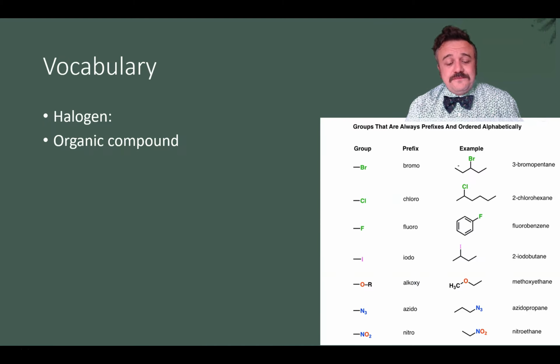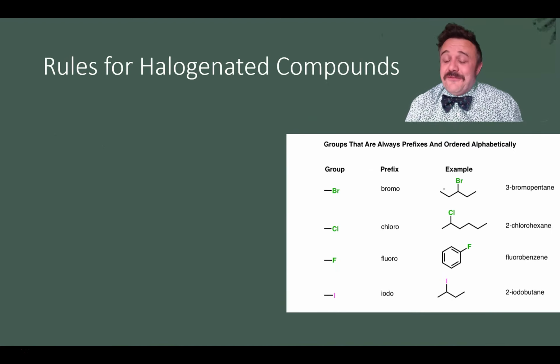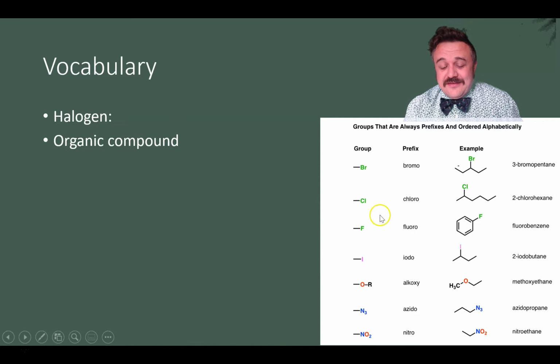So here's some vocabulary. I'm going to get you to look these up. Halogen, group 7 element. Organic compound, compound made mostly out of carbon, hydrogen, and sometimes oxygen. Anyway, so our rules for... actually, this is the important bit here.